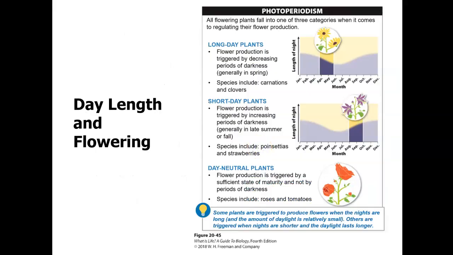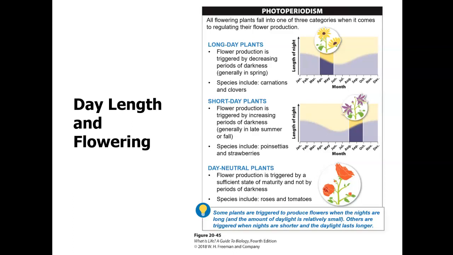Day length and flowering. So all flowering plants are going to fall into one of three categories when it comes to regulating their flower production. Long day plants are going to have flower production that's triggered by decreasing periods of darkness. Generally, it's going to be in the spring. And these species are going to include things like carnations and clovers. Short day plants have flower production that's triggered by increasing periods of darkness. Generally, these are going to be late summer to fall. These are going to be things like poinsettias and strawberries.